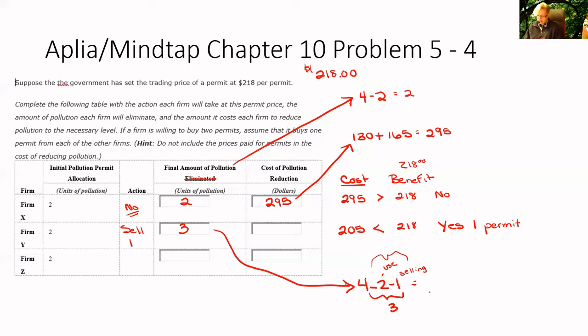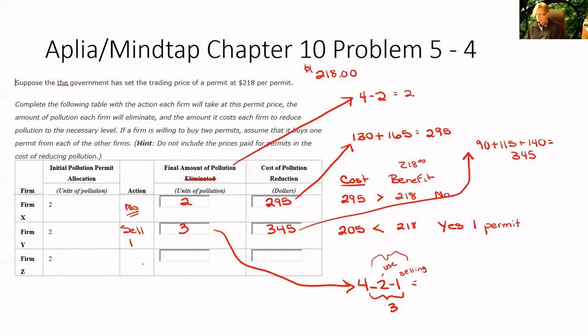Okay, now how much is that? Again, going back to our original slide, this is going to be 345. How do we get 345? So I'm going to bring that over there. And the 345 we get from the 90 for the first pollution, the 115 for the second, plus the 140 for the third, and that ends up being 345. So that's where that number came from.